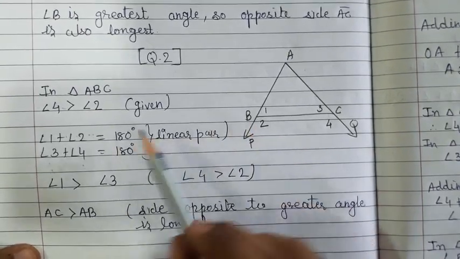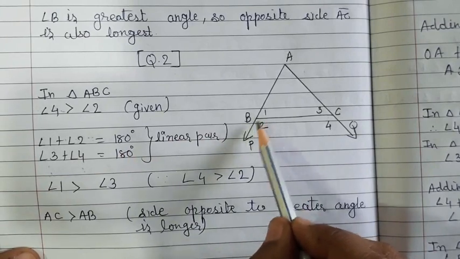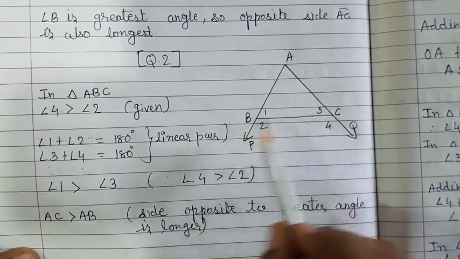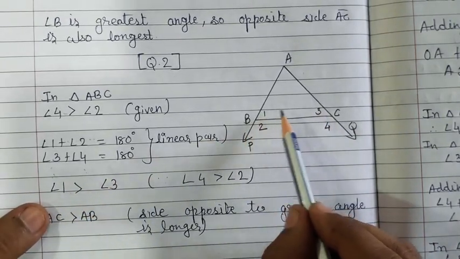Now angle 1 plus angle 2 is equal to 180 degrees. If we do the addition of these two it is equal to 180, we know that these both are a linear pair and these both are also a linear pair. So angle 1 is greater than angle 3.